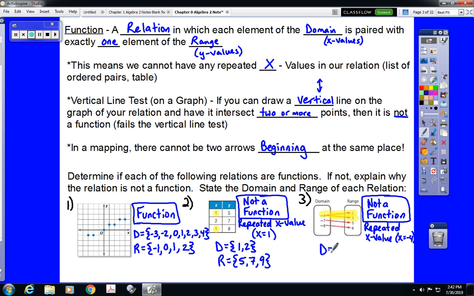The domain are the numbers listed in the domain bubble, -4, -7, and -8. Again, it doesn't matter what order we list them. And the range are the numbers in the range bubble, 2, 3, 5, and 6. There will be an additional video with additional examples of this if you do not follow along yet.